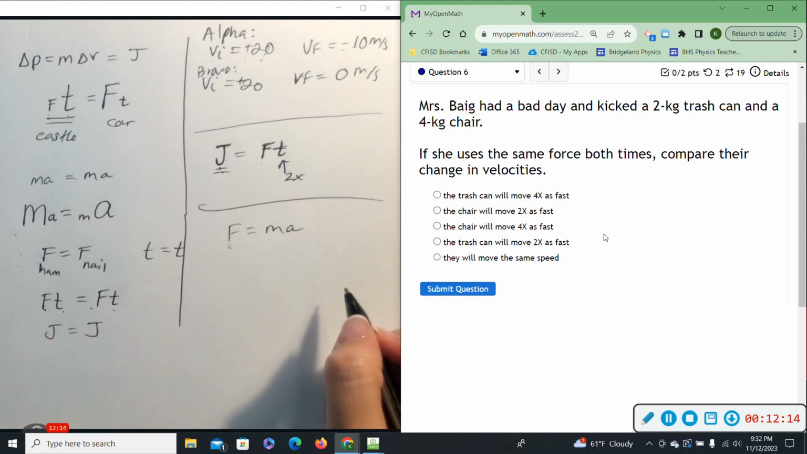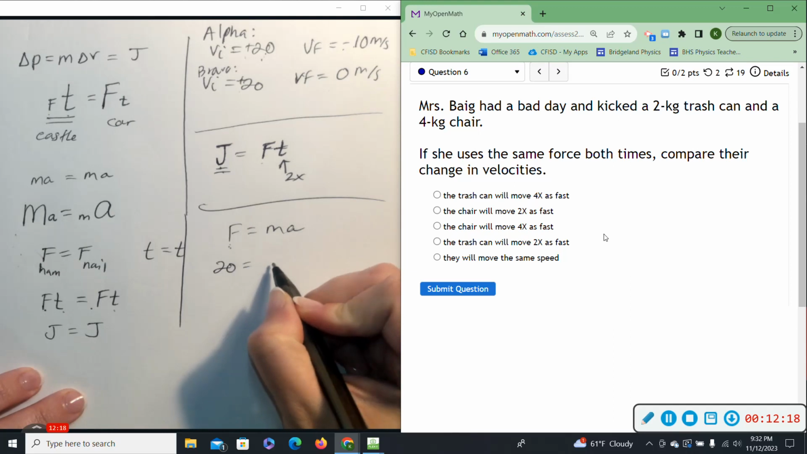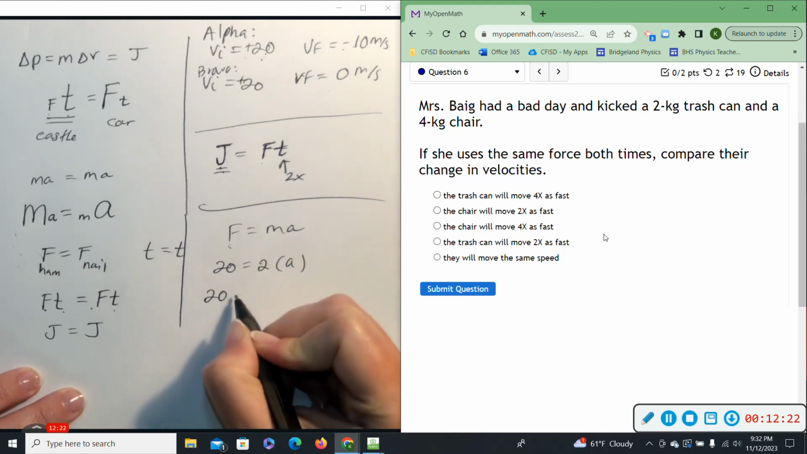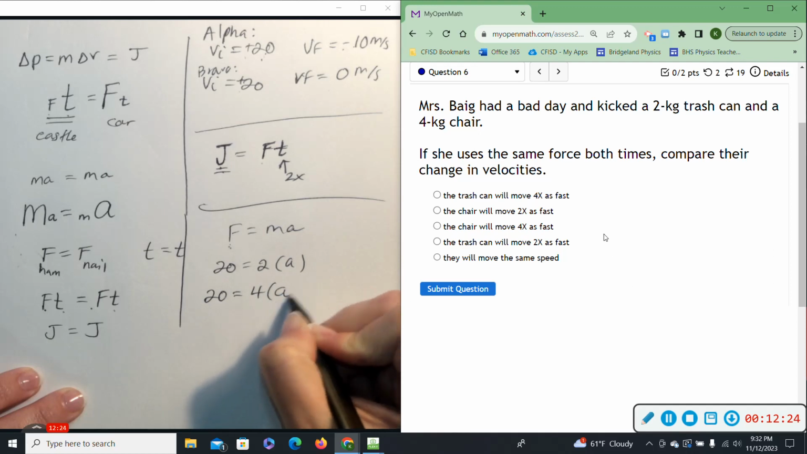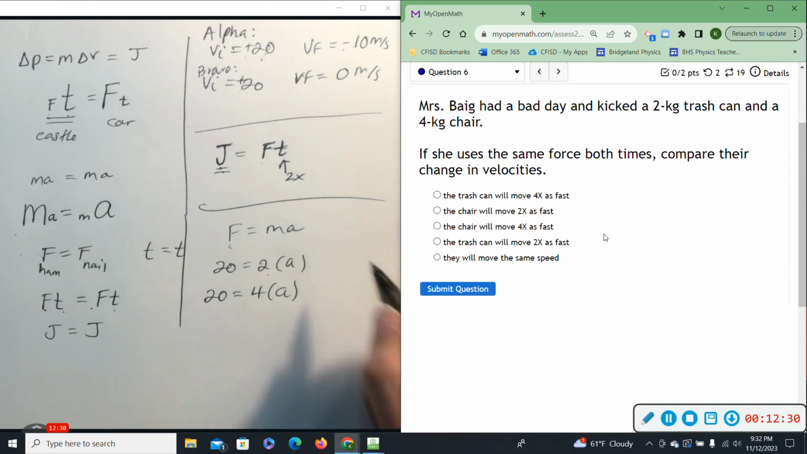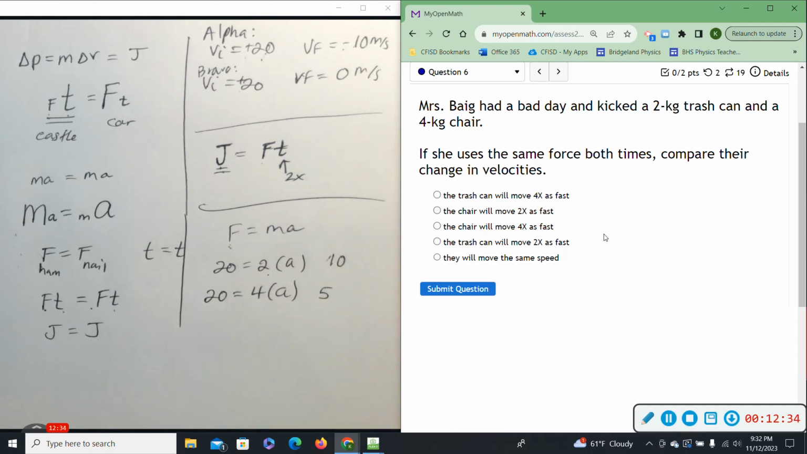If she uses the exact same amount of force for both of them, you can plug in fake numbers if you're not sure. Let's say it's 20, pick a number, it doesn't matter. You have a 2-kilogram trash can versus that same 20 newtons applied to a 4-kilogram chair. This one would give you 10, whereas this one's going to give you only 5. So when you double that mass, you get half as much change in velocity, half the acceleration.